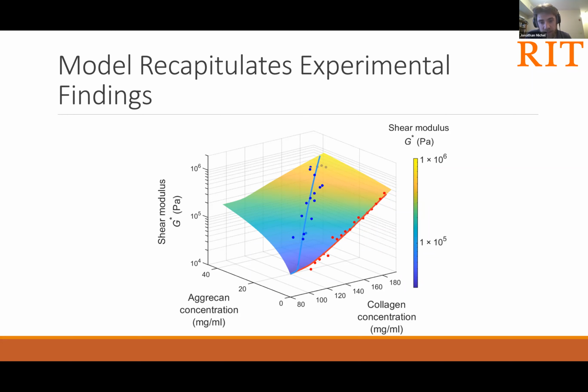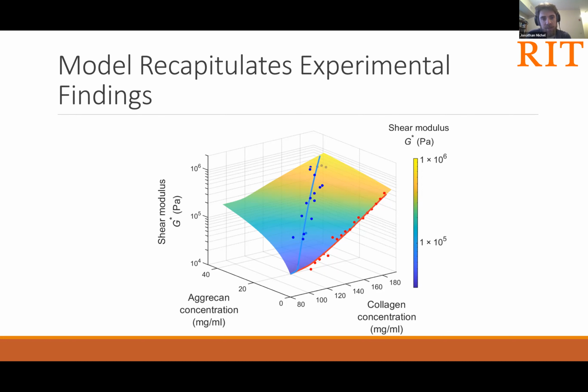A striking thing that you can see here is that a rough doubling of the collagen concentration results in over a decade increase in the shear response of the tissue. So this model not only handles a wide range of parameters with regard to both proteoglycan and collagen concentration, but also spans a couple of decades in the shear response of the tissue.